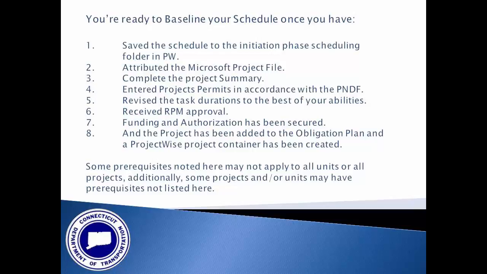6. Received RPM approval. 7. Funding and authorization has been secured. And then 8. The project has been added to the application plan and a ProjectWise project container has been created. Once all of this has been done, you should baseline the schedule to capture the design approval and FTP dates that were approved at the RPM.